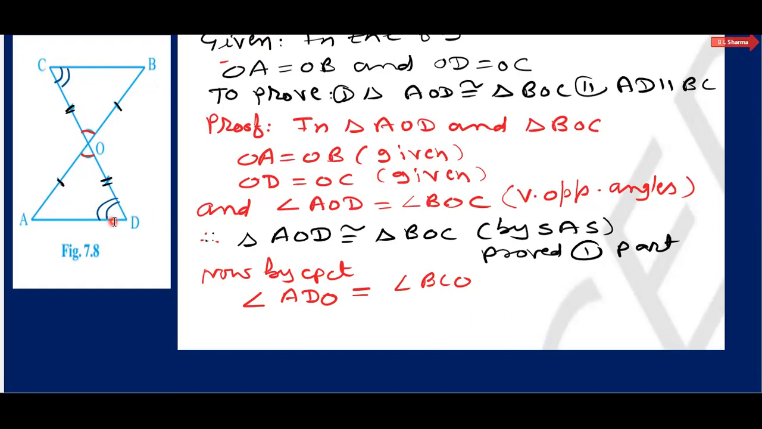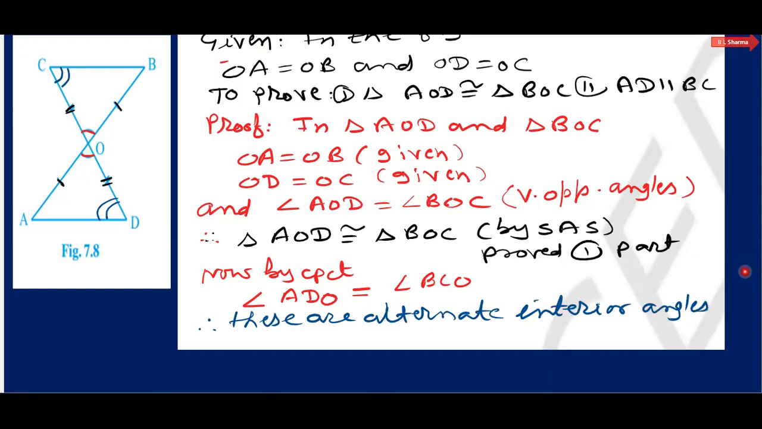When alternate angles are equal, then the two lines are parallel. So here we can write, therefore, these are alternate interior angles and equal. Therefore, we can say that line AD is parallel to BC, and this is proved.